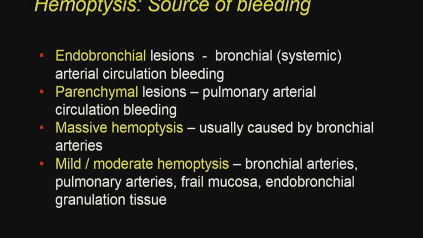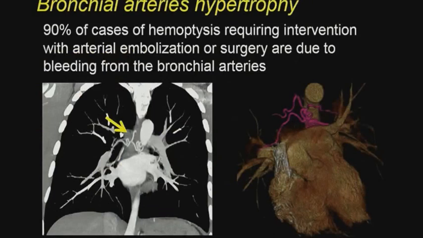Now, the source of bleeding would be either endobronchial lesions or parenchymal lesions. The bronchial lesions usually will be bleeding from the bronchial or systemic arterial circulation, and parenchymal lesions will be bleeding due to involvement of the pulmonary arterial circulation. Massive hemoptysis is usually caused by bronchial arteries. Mild or moderate hemoptysis can also be caused by bronchial arteries, but also the pulmonary arteries, frail mucosa, or endobronchial granulation tissue. Again, the massive hemoptysis episode will in the vast majority of cases be caused by the bronchial or systemic arterial circulation.